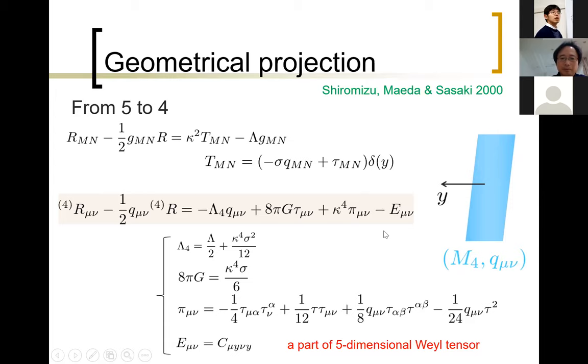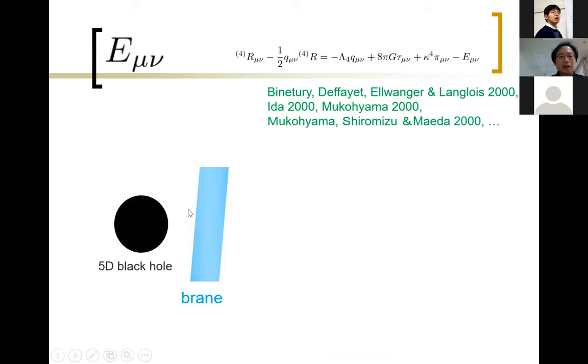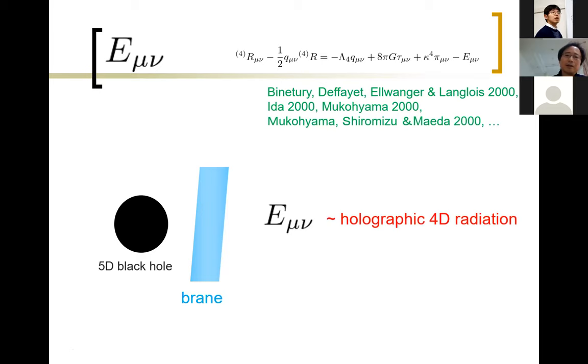About E_mu nu, if you consider a homogeneous and isotropic universe, then the geometry on the brane is a homogeneous and isotropic universe. And there is room to put a five-dimensional black hole in the bulk. Indeed, you can. In this case, E_mu nu behaves like a holographic four-dimensional radiation.